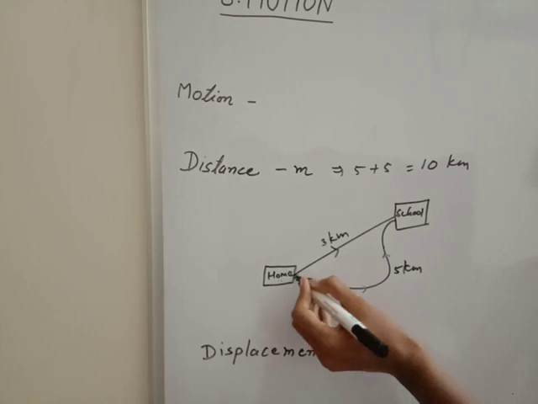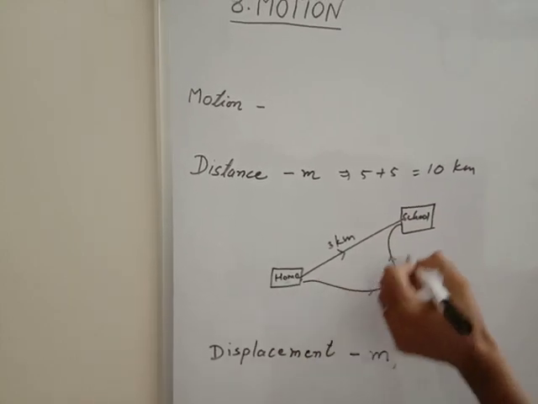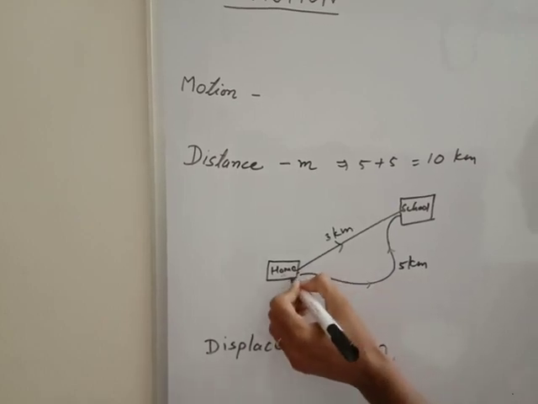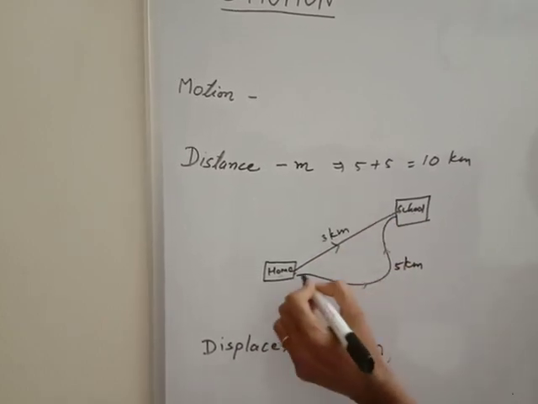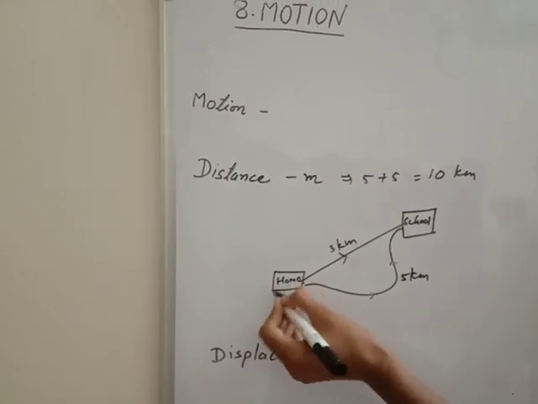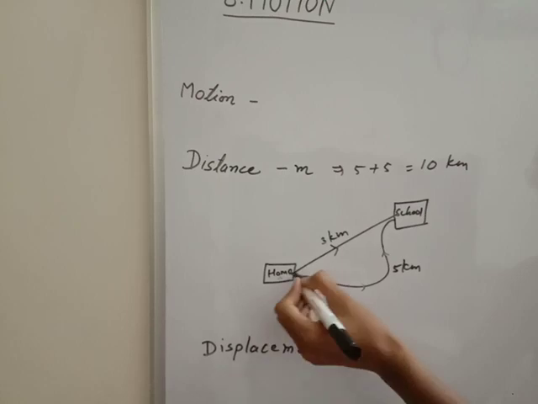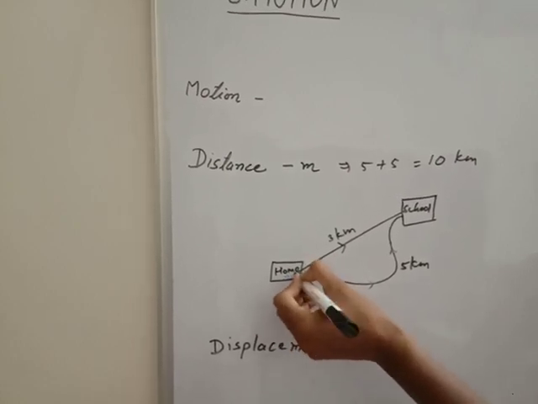Now the condition for displacement. Home is the initial position. You are going to school, then again coming back to home. So home is the initial position and home is the final position. So what is the displacement? 0, because home is initial and home is final.